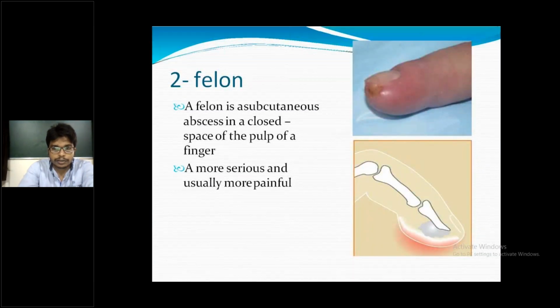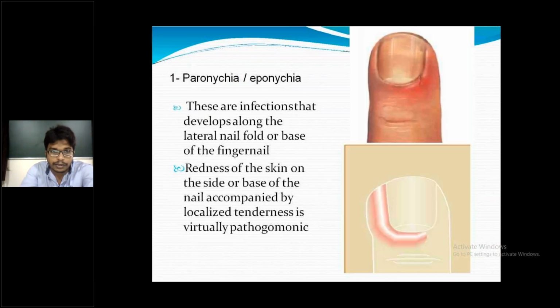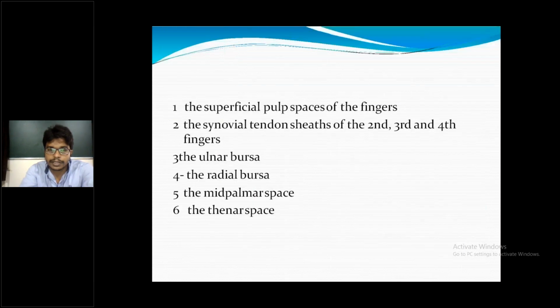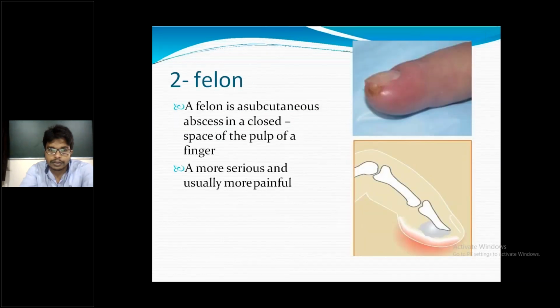Felon. We have seen the palmar space infections. This is the fingernail, and the maximum space here is this distal pulp space, right side up. This distal pulp space is infected with felon, the superficial pulp space of the fingers. Okay, felon is a subcutaneous abscess in a closed space of the pulp of the finger. For this, you have to give only a small incision, not more than that, and you should not cross the crease. Otherwise, other spaces also get infected.